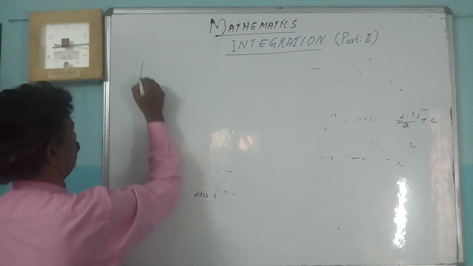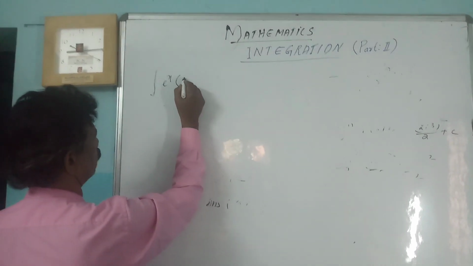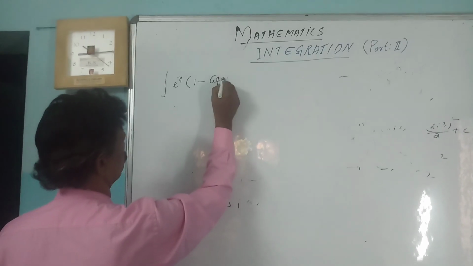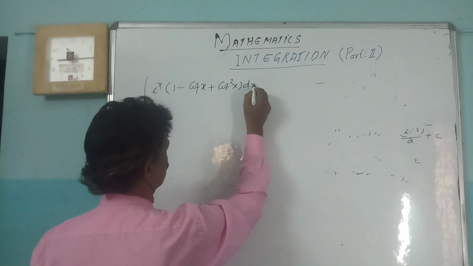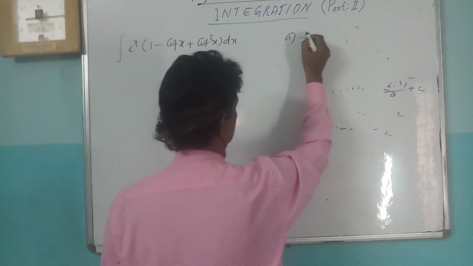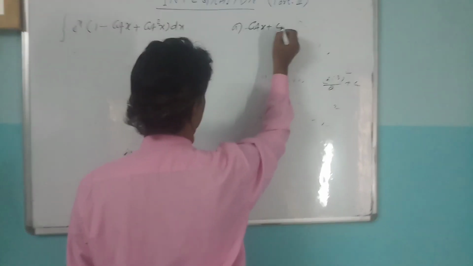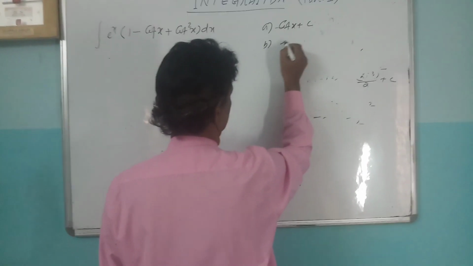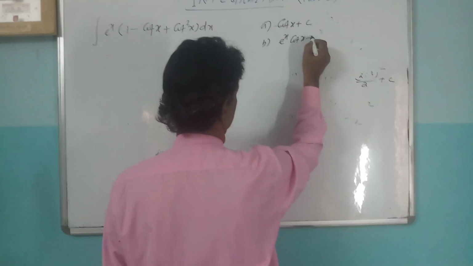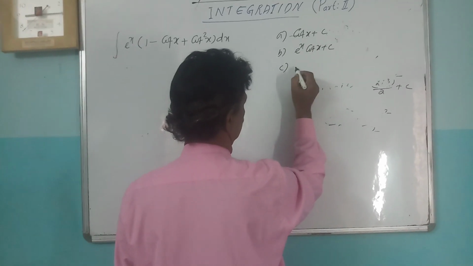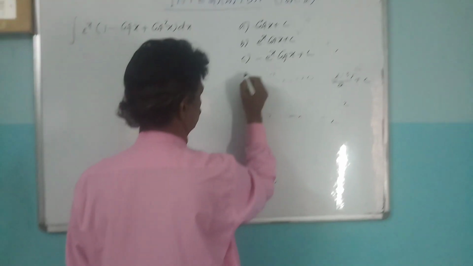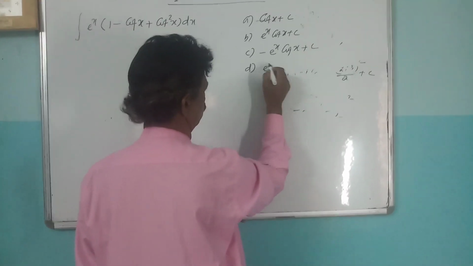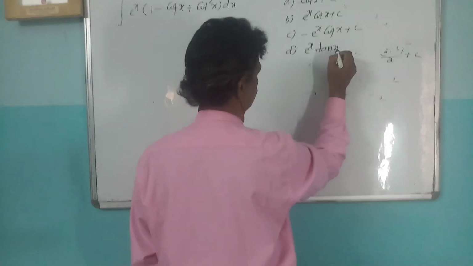Yes, read the question. Integral e raised to x into (1 minus cot x plus cot square x) dx. The choices: first choice, cot x plus c. Second choice, e raised to x cot x plus c. Third choice, minus e raised to x cot x plus c. The last choice, e raised to x tan x plus c.